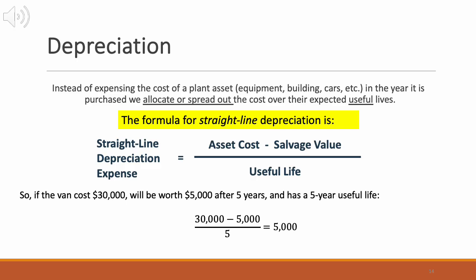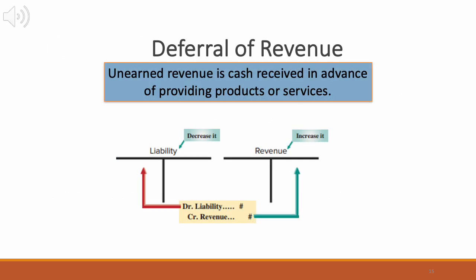Useful life equals how many years you expect to use it. So if the van costs $30,000, it will be worth $5,000 after 5 years and has a 5-year useful life. That means the depreciation expense is $5,000 per year. Depreciation helps us spread the cost fairly across the years the asset is used so the financial statements are more accurate.